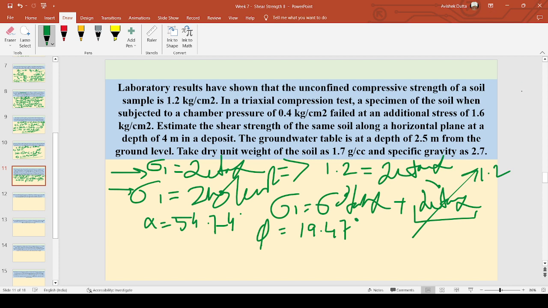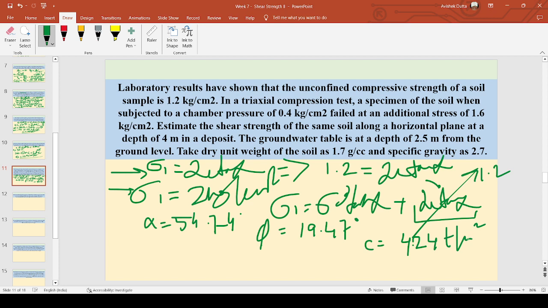Now, in this case, if we find the value of alpha and put the same in equation 1, we find C, that is the cohesion, equals 0.424 kg. If we convert it into tons, we can do it for the sake of simplicity, 4.24 ton per meter square, value of cohesion.